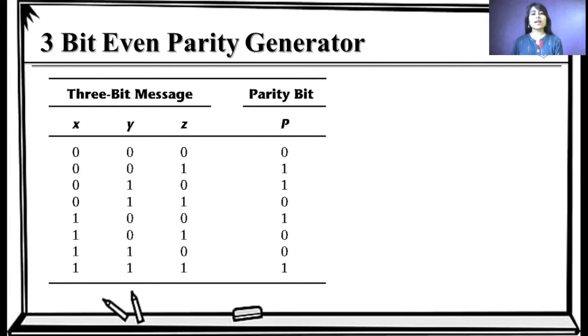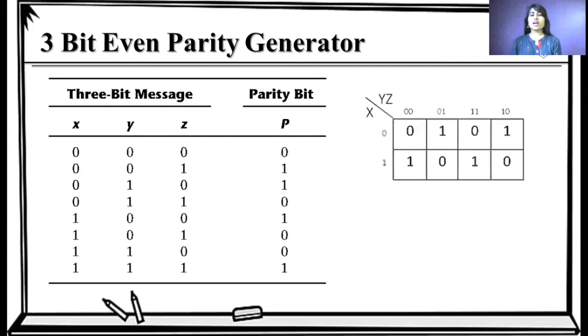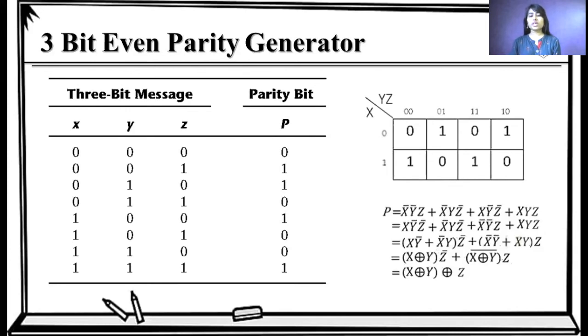Now let's calculate the logical expression for this P bit by K-map. Here we have a 3-variable K-map for X, Y, Z and write this P bit according to the combination of X, Y, Z. So here we can't make a group. So we have this P equation: X' Y' Z + X' Y Z' + X Y' Z' + X Y Z.